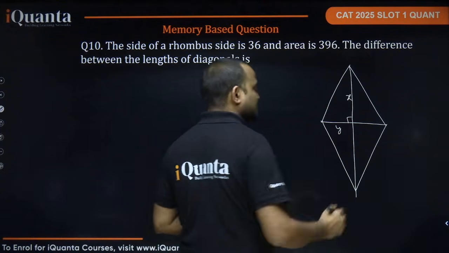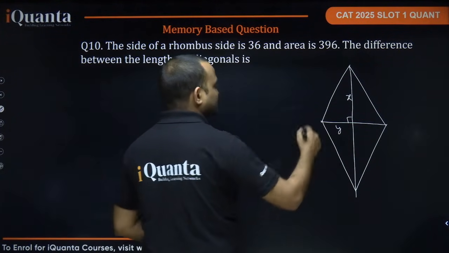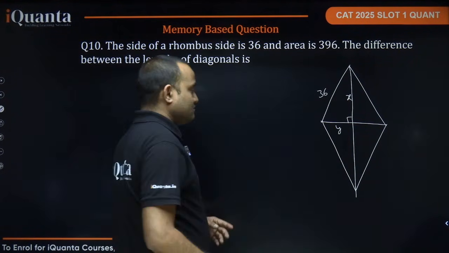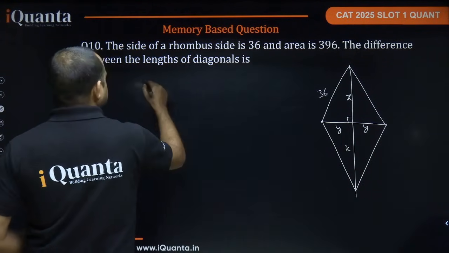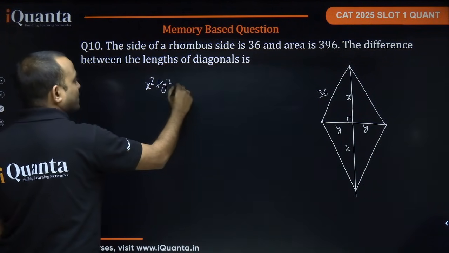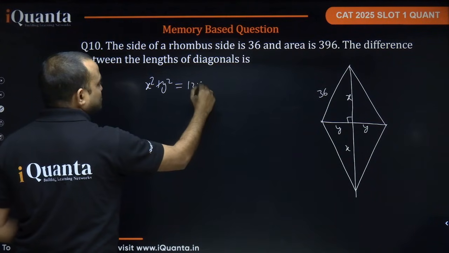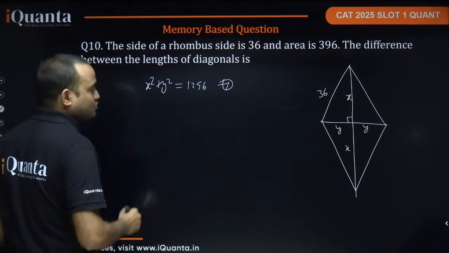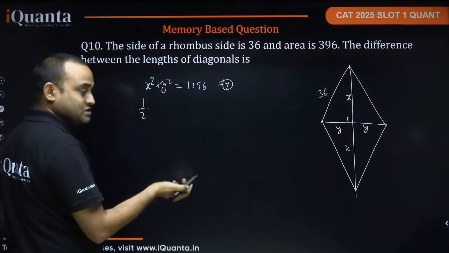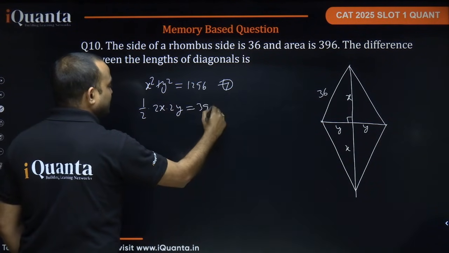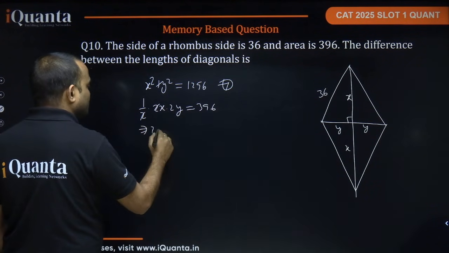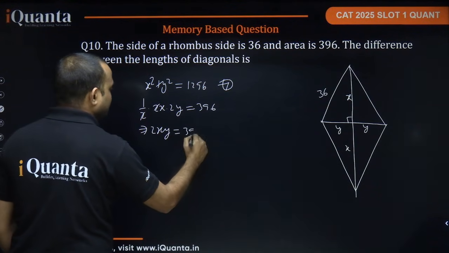In a rhombus, the diagonals are perpendicular to each other. This is 36, right? This will also be x, this will also be y. What we can say is that x square plus y square will be 36 square, that is 1296. Also, the area of any rhombus is half into the product of diagonals, and that is equal to 396. So 2xy is equal to 396.